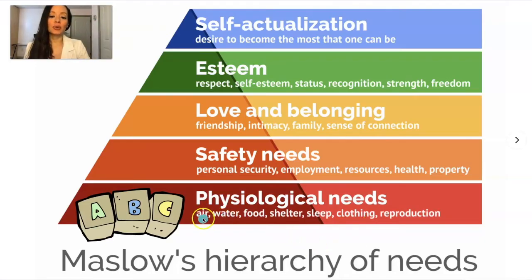So for example, before I'm worried about love and belonging, creating friendships, I need to make sure that I can breathe, right? Imagine if the option is between having a friend or being able to take a breath of air. The priority is breathing, right? So that's the principle of this hierarchy: these are the basic needs that must be met, and then we can move up.